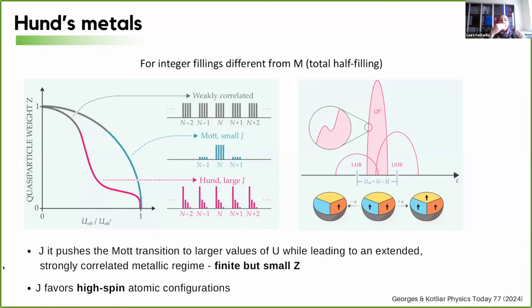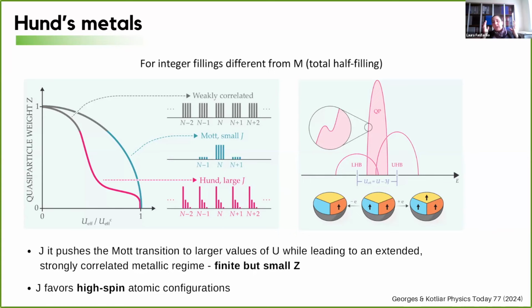The other thing that Luca also mentioned is the Janus effect, that J pushes the Mott transition away, creating this huge plateau in the Z that essentially is a region of strongly correlated metallic regime in which the Z is finite but very small. The concept that the Mott transition is pushed to higher U is easy to understand if we look at the atomic limit of adding and removing one electron from the Hamiltonian. You see that U minus 3J is essentially the scale. And I like this picture very much that I found in Physics Today, because it's putting this information in the perspective of the bands and the quasi-particle weight.